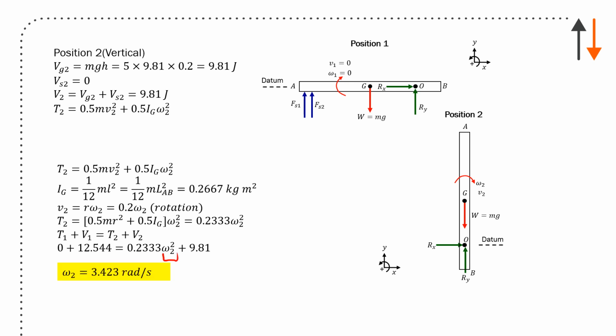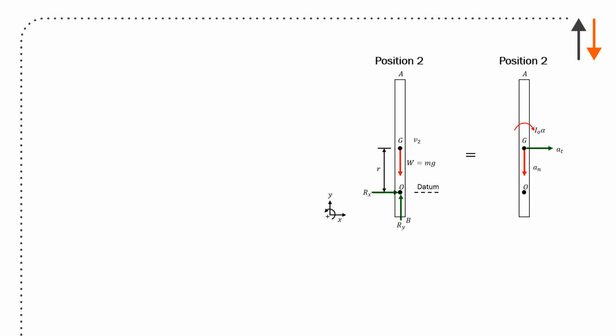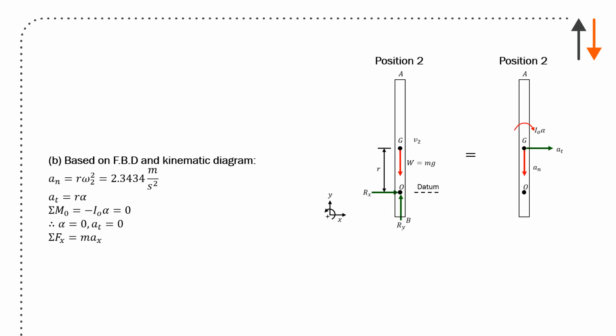And omega 2 is equal to 3.423 rad/s. Next, you're asked for the reaction force at the pin point. You know the normal acceleration, you know the tangential acceleration. Normal acceleration is r omega squared, 2.3 meters per second squared. Tangential acceleration is equal to 0 because alpha is equal to 0.